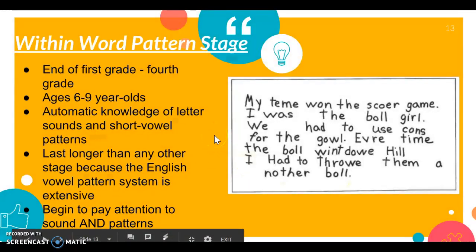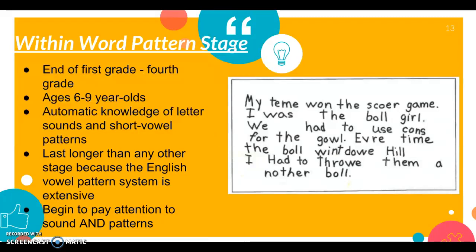The within word pattern stage is the end of 1st grade all the way through 4th grade. So it's a ginormous stage. It's ages 6 to 9-year-olds. They have automatic knowledge of letter, sound, and short vowel patterns. This stage lasts longer than any other stage because the English vowel pattern system is extensive and complex. They begin to pay attention to sounds, just like they did in emergent and letter name, but they also really dive into the patterns of our English language.